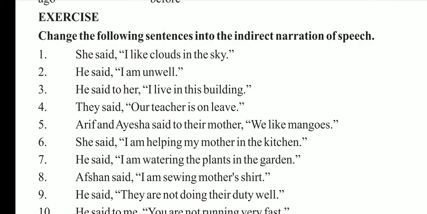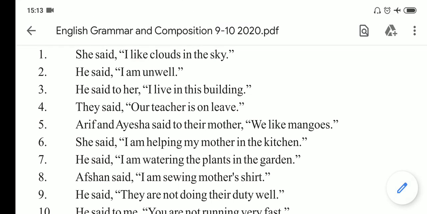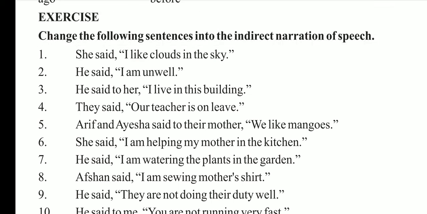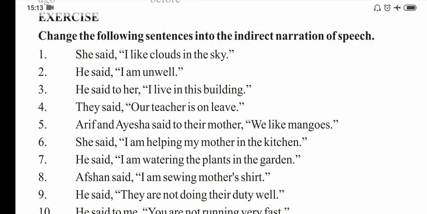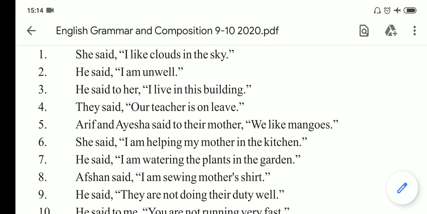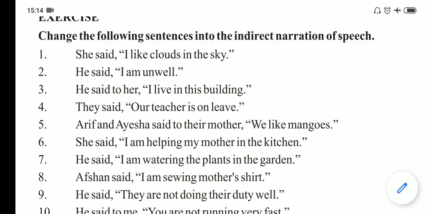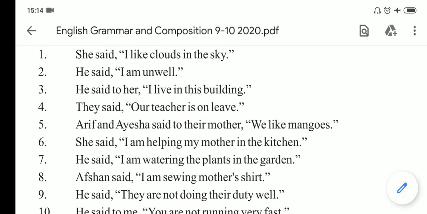They said our teacher is on leave. They said that their teacher was on leave, because the present tense will change into past tense according to the rule. Arif and Aisha said to their mother, we like mangoes. Arif and Aisha told their mother that they liked mangoes. Again the present indefinite will change into past indefinite.